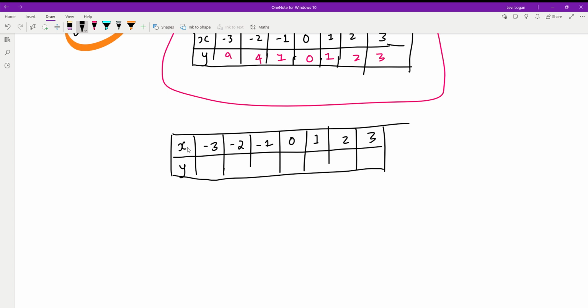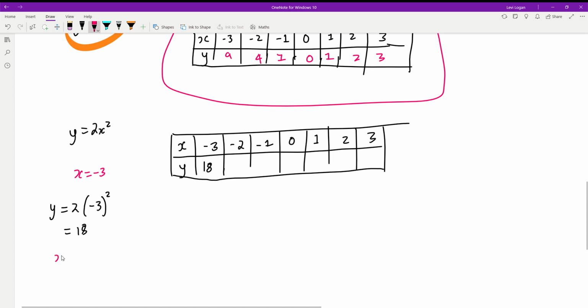So all we got to do is substitute the x values into our function here. So x is equal to -3. Well, substituting that in, we're going to have 2 times -3 all squared. We know that's going to be 9 times 2, so that's going to be 18. So 18 is there. And what about when x is equal to -2? Well, we're going to have y is equal to 2 times -2 all squared. We know this bit here is going to be 4 times 2 is 8. And you'll start to notice a pattern here. This will be 2, this will be 0, this will be 2, this will be 8, and this will be 18.